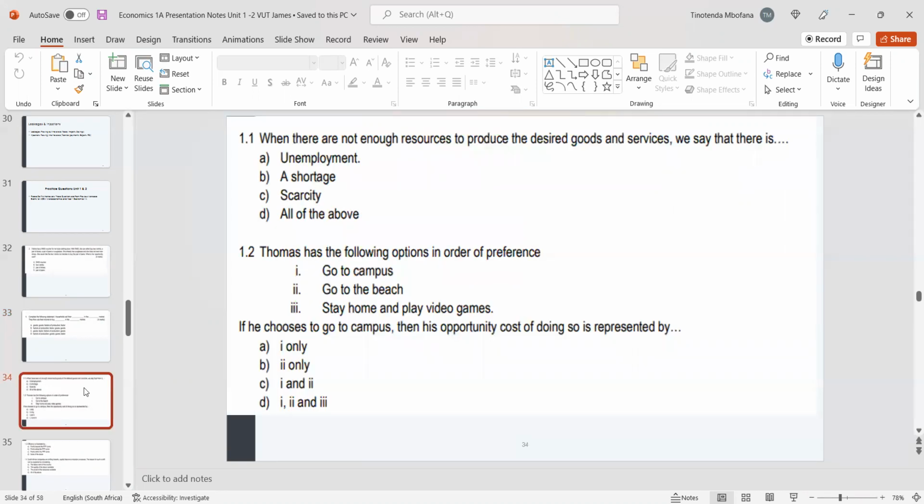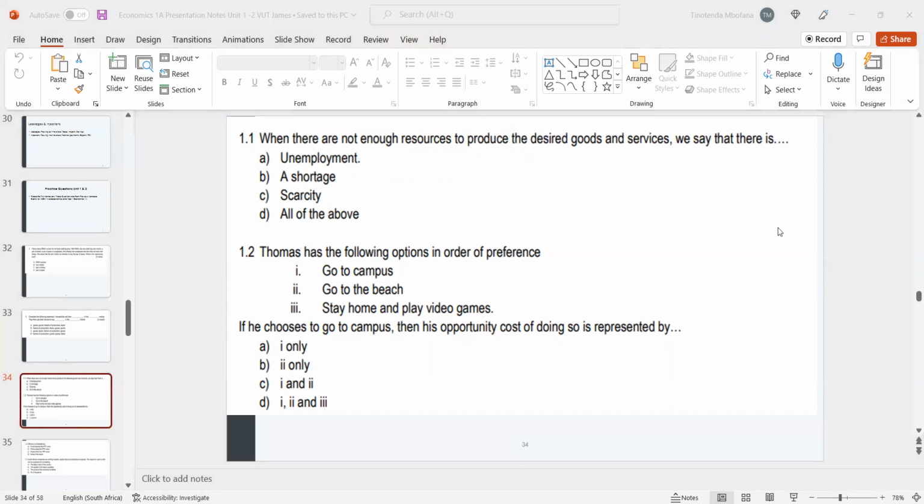All right, let's look at this one. When there are not enough resources to produce desired goods and services, we say that there is what? Remember, these are definitions. We say scarcity. Scarcity represents when you have got limited resources to produce goods and services. It's not unemployment, it's not a shortage, but it's scarcity. That's the correct term to describe the lack of resources to produce goods and services.